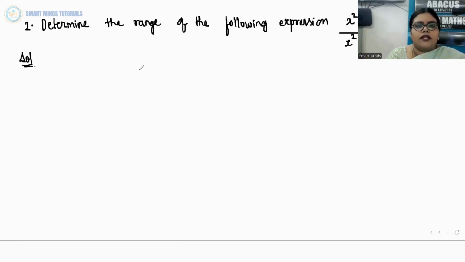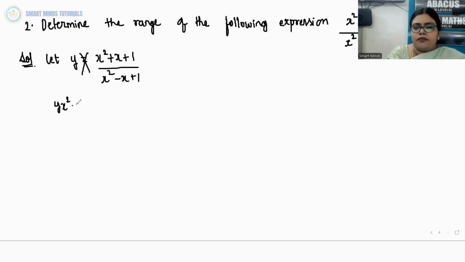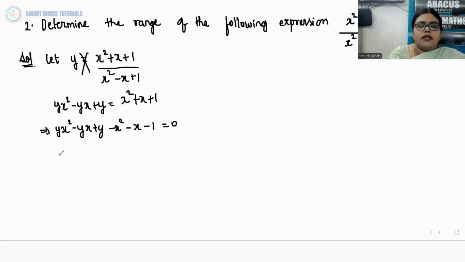This question is from quadratic expressions. Determine the range of the following expression. One range problem is 100% sure. So let us see how to solve this question. Let y equal (x square + x + 1) by (x square − x + 1). Now you cross multiply, so you get yx square − yx + y equals x square + x + 1. Take all the right hand side terms to the left hand side. So you get yx square − yx + y − x square − x − 1 is 0.